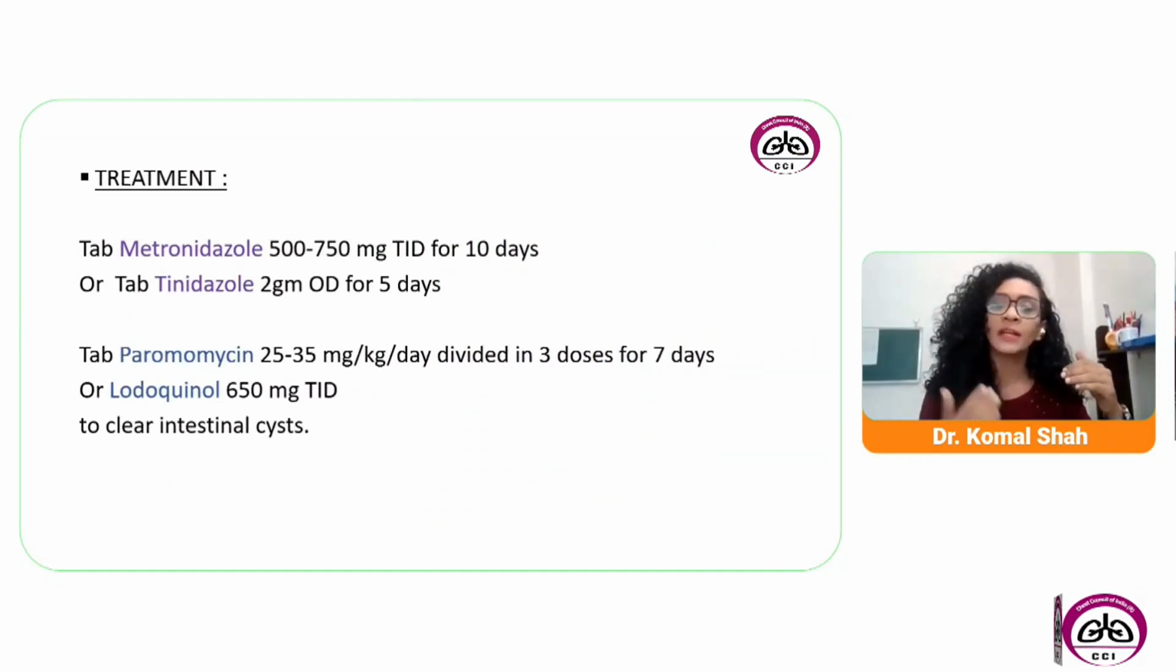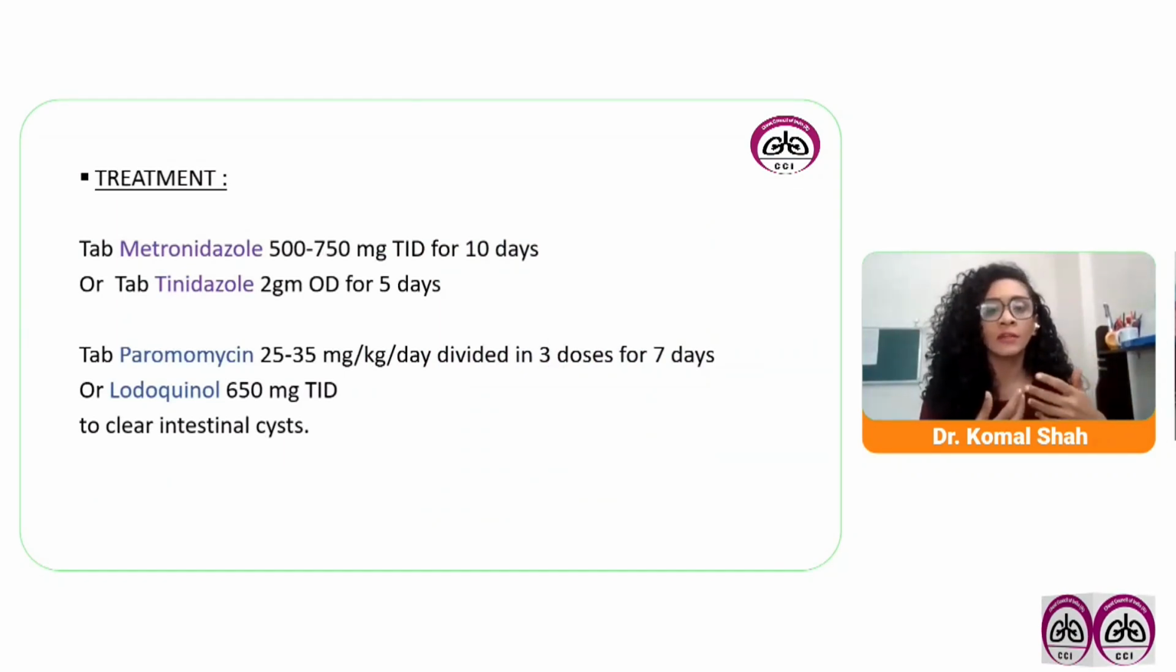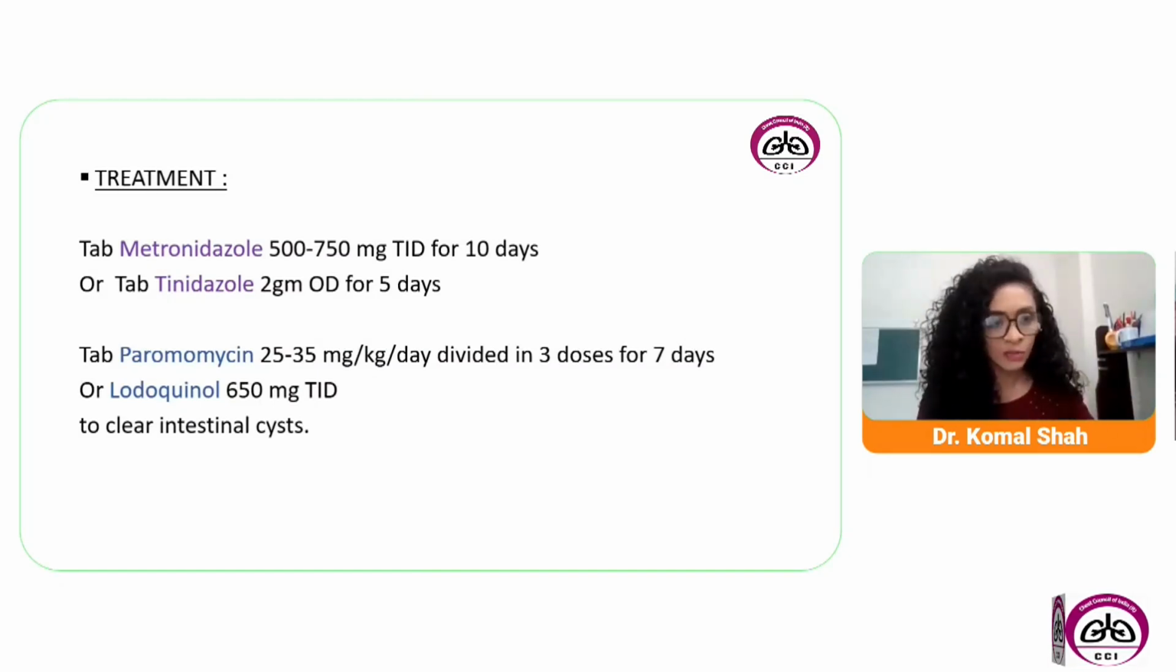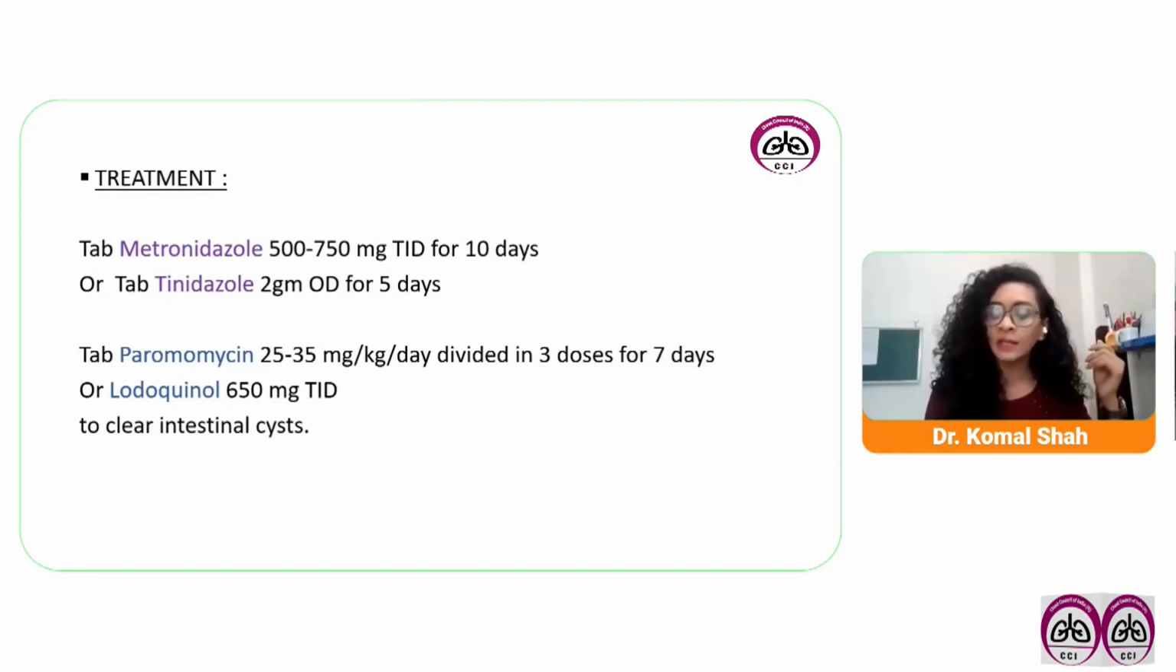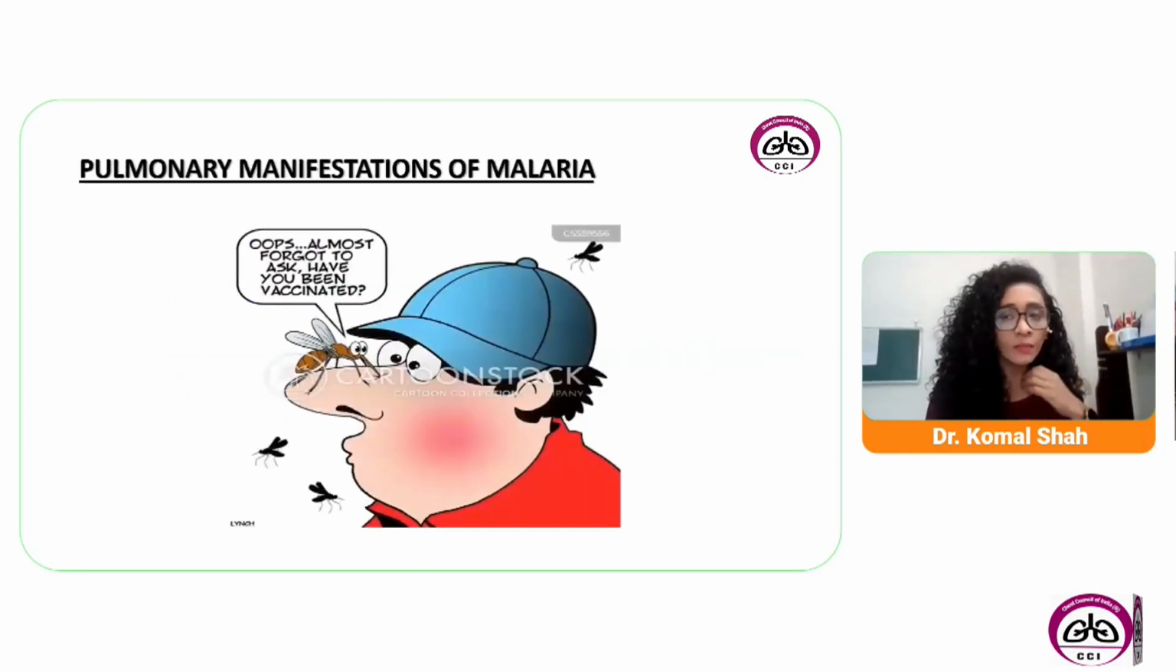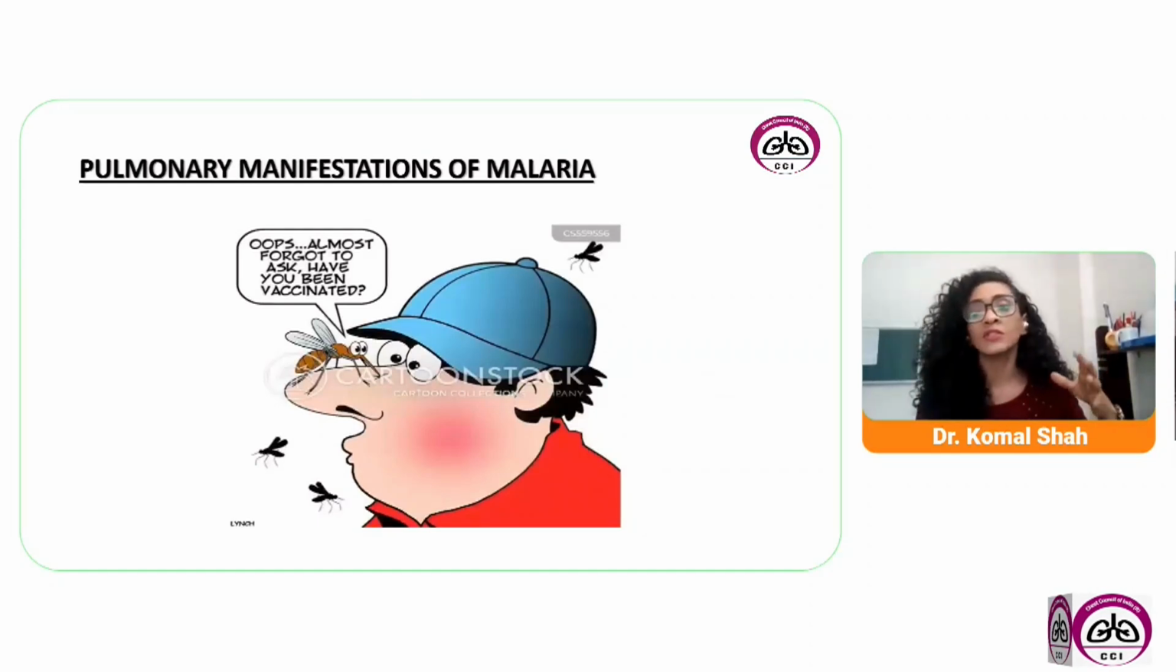The treatment is metronidazole 500 to 750 milligram TID for 10 days, or tinidazole can be used, plus tablet paromomycin 25 to 35 milligram per kilogram per day, divided in 3 doses for 7 days to clear intestinal cyst. The next one is pulmonary manifestations of malaria.